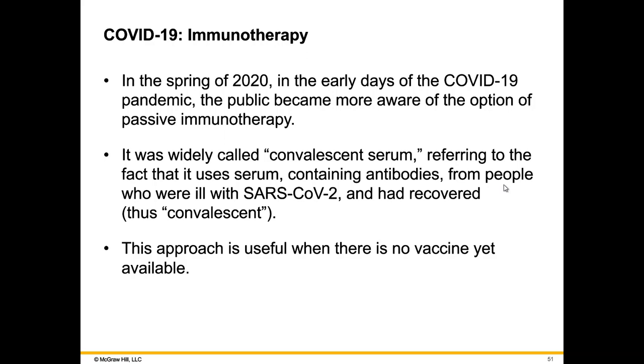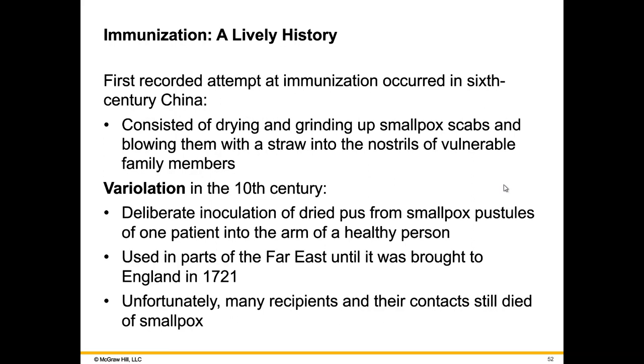So what would happen is they would take this convalescent serum, which is the serum that contains the antibodies from people who were sick with COVID, and then recovered, and then give it to the people that were currently fighting it, having a hard time. So this approach is really useful, especially when there's no vaccine as of yet, which at that time there wasn't. So let's talk about vaccines.